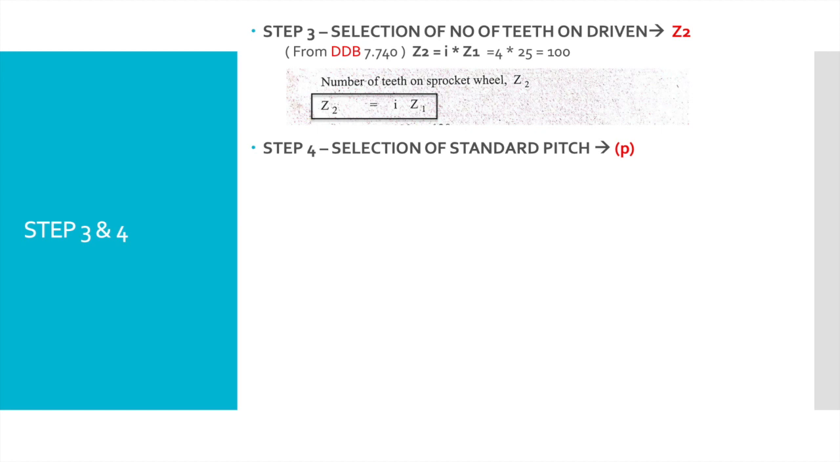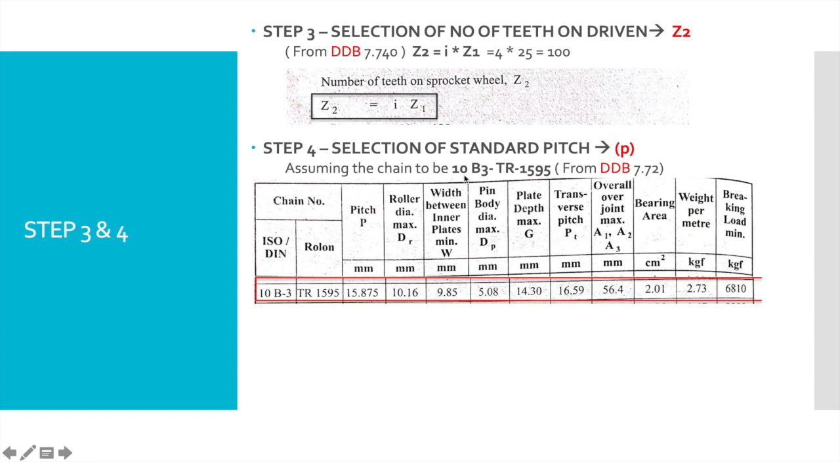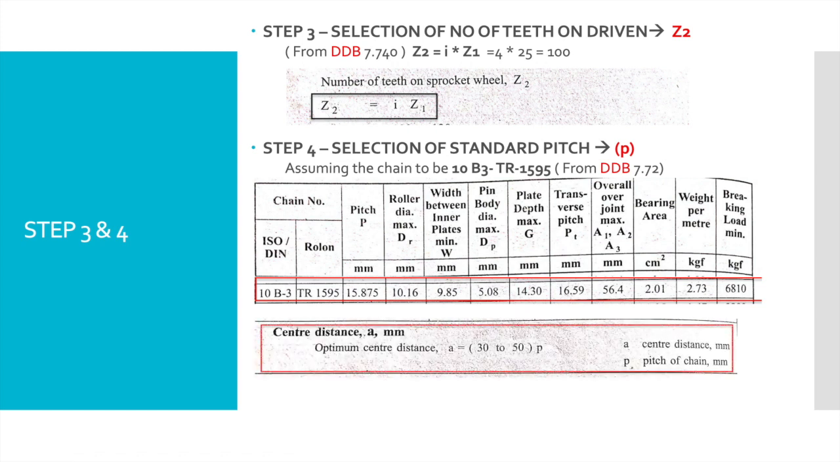Step 4 is selection of standard pitch, indicated by the letter P. In this problem we have assumed the chain to be 10B3TR1595, that is this one, which has a standard pitch value of 15.875. But since we know the center distance A, we can also calculate with this formula, where P max and P minimum are A by 30 and A by 50, where the maximum pitch lies between 15.6 to 26. So we've taken 15.875.